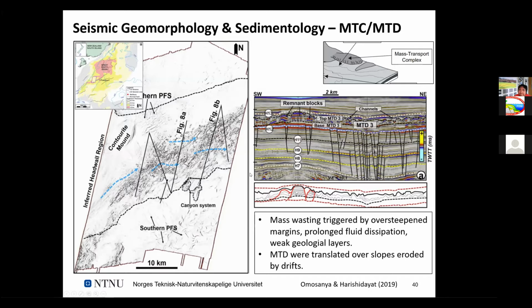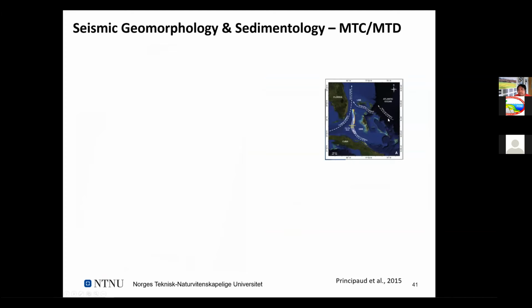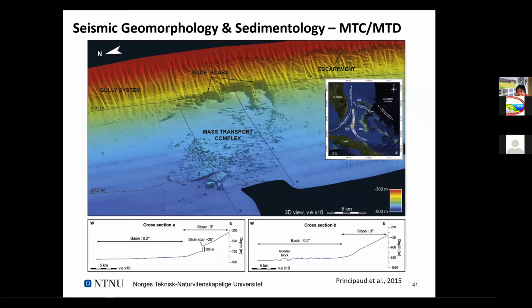Another example of a mass transport complex and MTD, again, is from offshore Florida, where we have this beautiful recent mass transport complex together with this beautiful gully system. And if you look at this, this is the cross-section from east to west. So this slide scar here. This is the slide scar. It's located here, and this is all this mass transport complex.